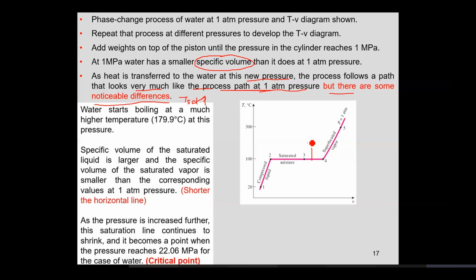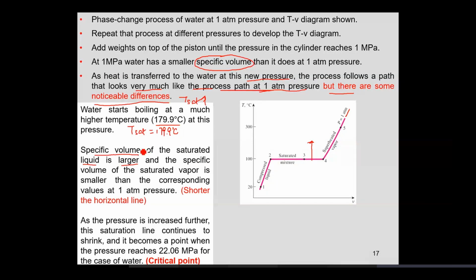Other differences: water starts boiling at a much higher temperature, which is 179.9 degrees centigrade. So T saturation is 179.9 degrees centigrade. The second thing is the specific volume of the saturated liquid is larger. Which state is the saturated liquid state in the line shown to you for 1 atmospheric pressure? Which state is the saturated liquid state? 2, sir.